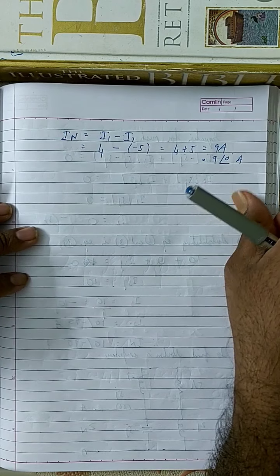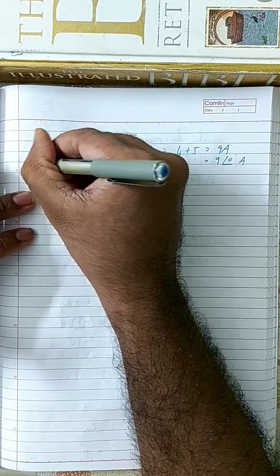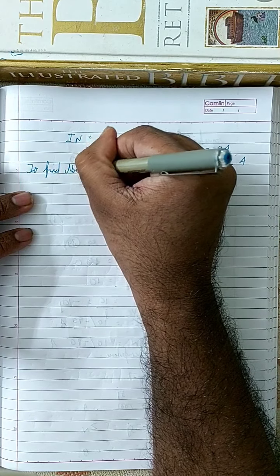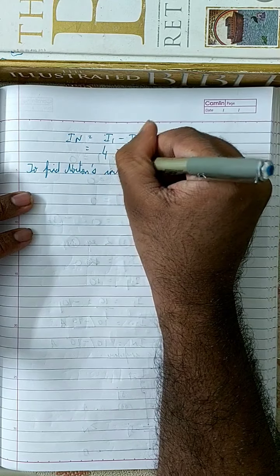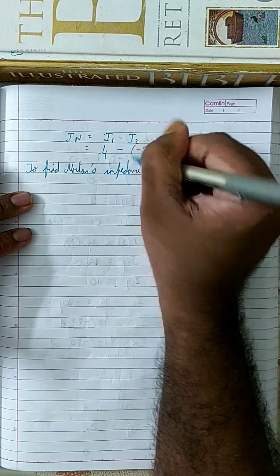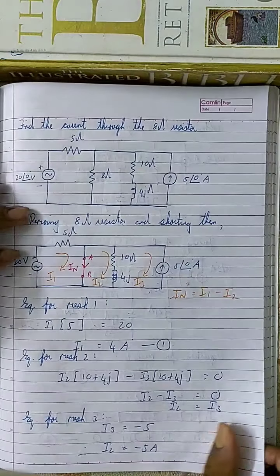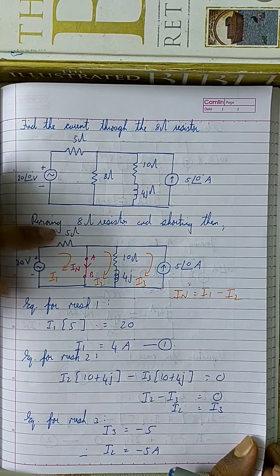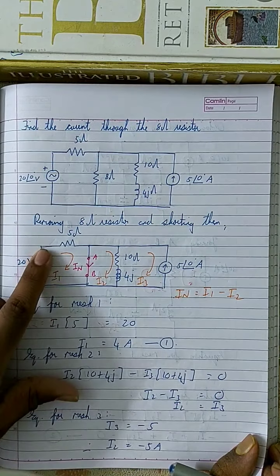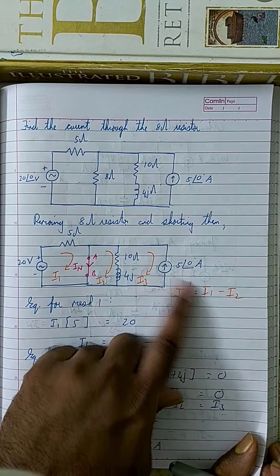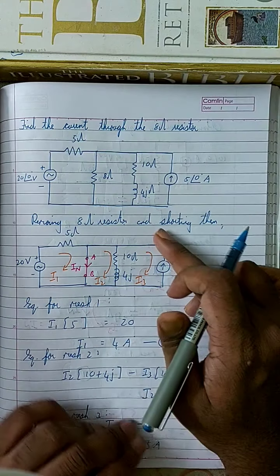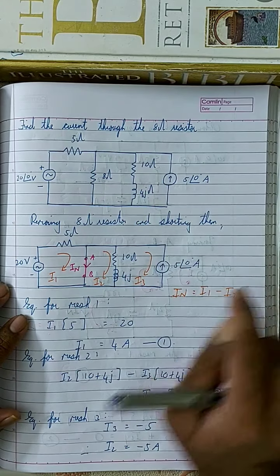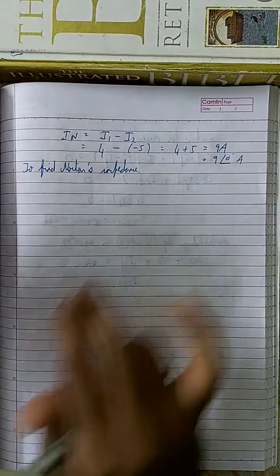Next I am going to find the Norton's impedance. To find Norton's impedance, if I see any voltage source, I am supposed to short it, and if I see any current source, I am supposed to open it. So I need to short this voltage source and open this current source. Opening this current source means this entire mesh will disappear, because no current will flow through this branch. So your circuit will become like this.